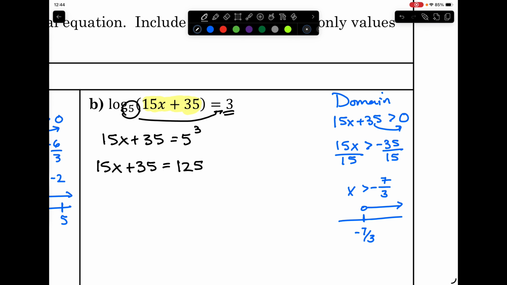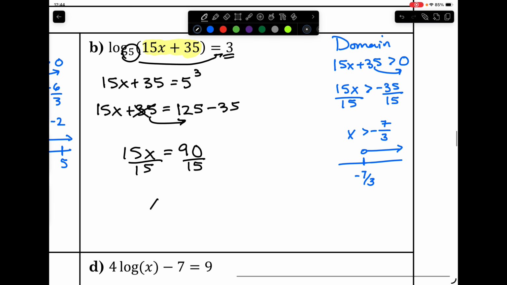And now from here we solve this equation by subtracting 35 from both sides, which is 90, and dividing 90 by 15 is 4. No, not 4, 8. Scratch that. 6 there. 6. 90 divided by 15 is 6.